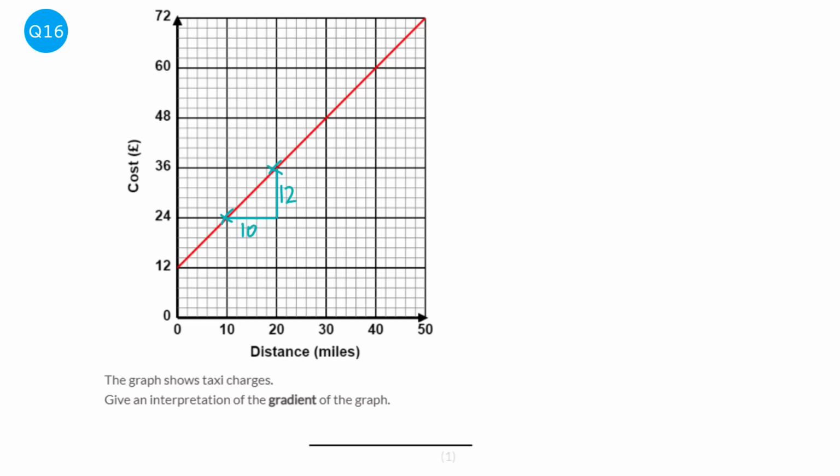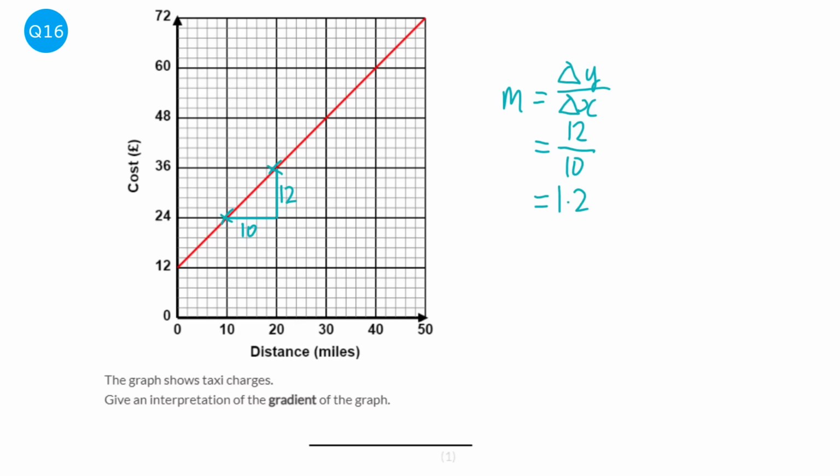And to work out the gradient, which you can call n, or you can just write out the word gradient, it's change in y over change in x. So how much has y changed over how much has x changed? So y is this one here, so it's changed by 12, and x has changed by 10. So it's 12 divided by 10, which is 1.2.